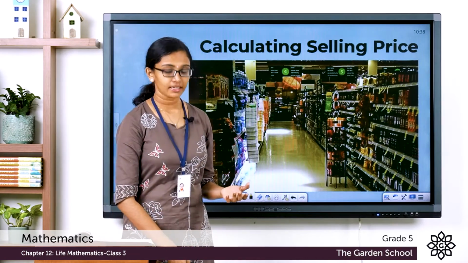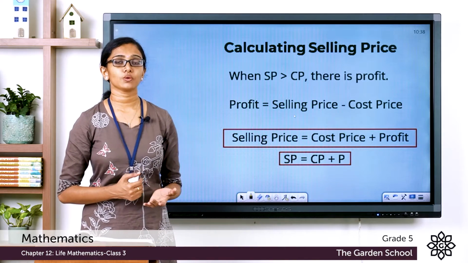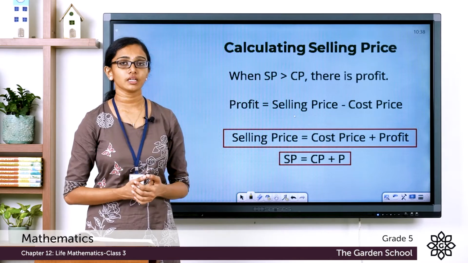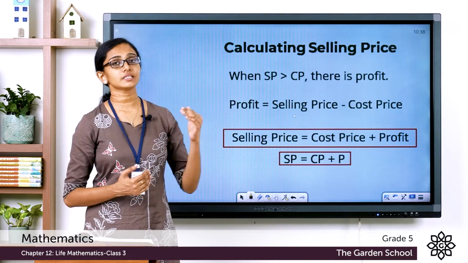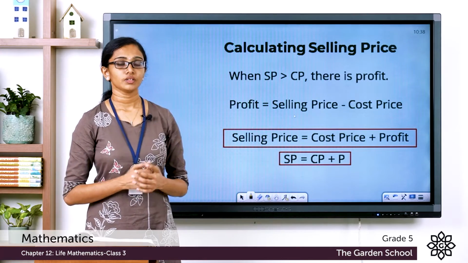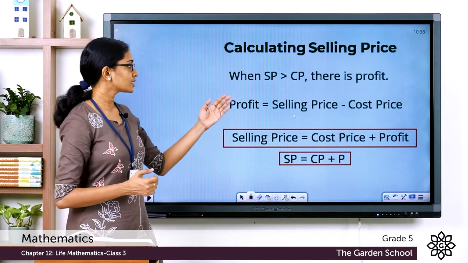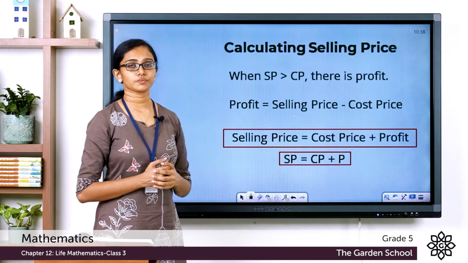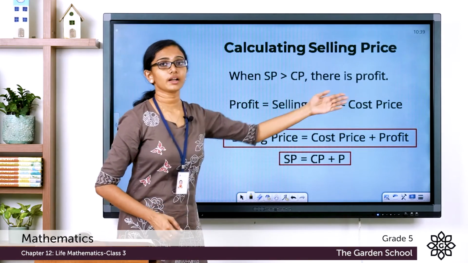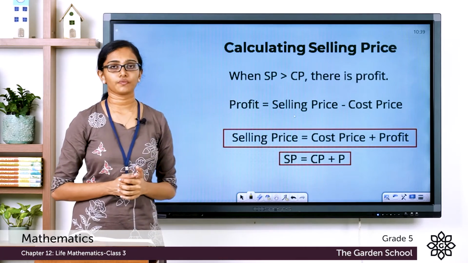Now we have seen that when the selling price is more than the cost price, which means when we sell something at a price higher than its buying price or its cost price, we get some profit. So that profit will be equal to the selling price minus the cost price. So how do we calculate the selling price given the cost price and the profit?